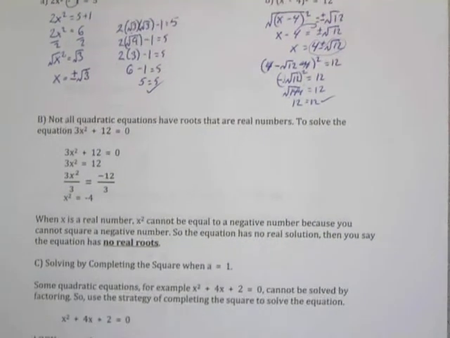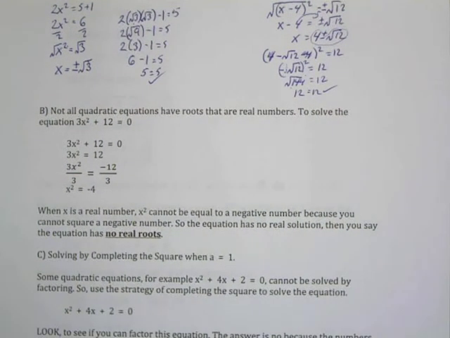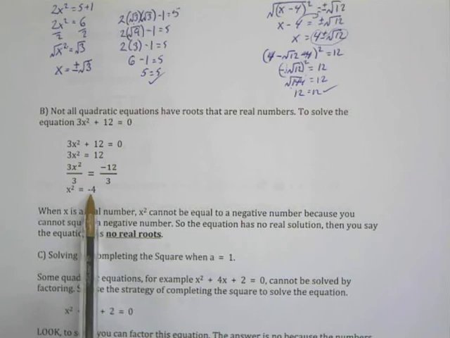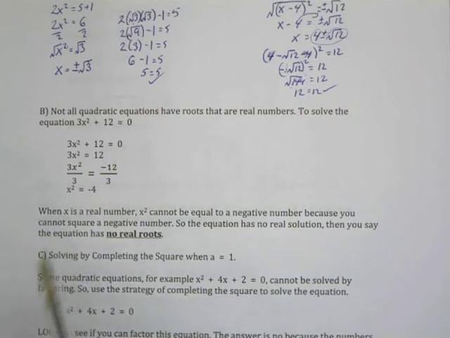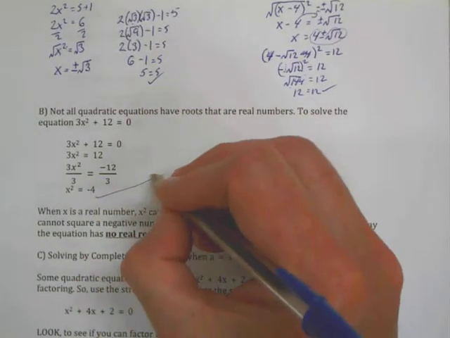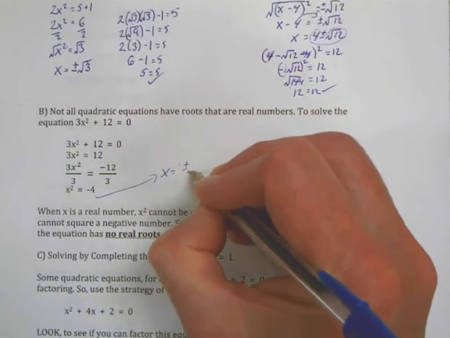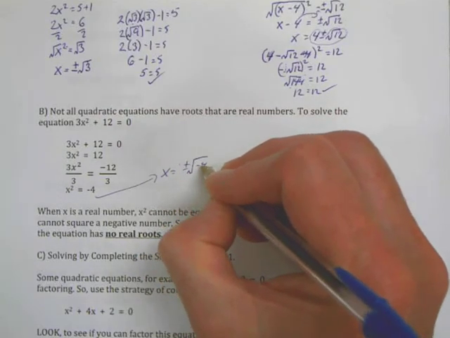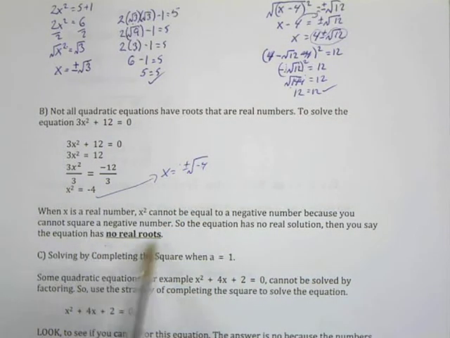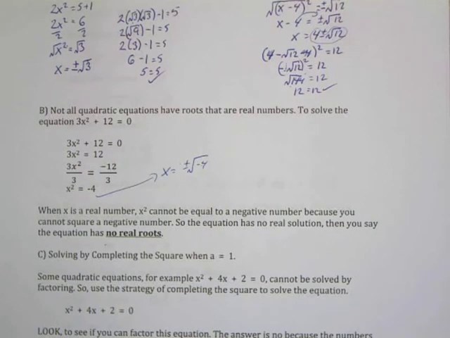Okay, now you're going to read this part B. It says not all quadratic equations have roots that are real numbers. To solve the equation 3x squared plus 12 equals 0, you've got to go ahead and do it. So here they got a negative 4, and if you plug a negative 4 in, because you're going to go x is equal to plus or minus the square root of negative 4, you will not get an answer there. So there's no real roots, so be aware of that.